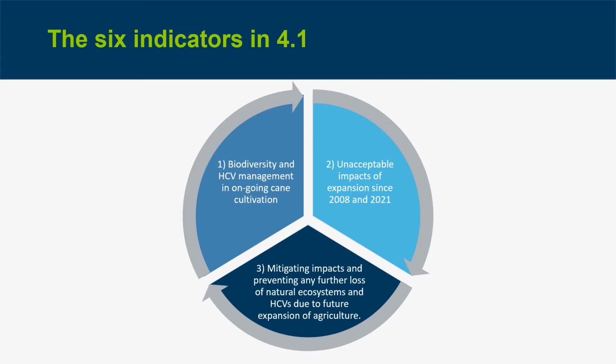4.1.5 and 4.1.6 prevent impacts on new planting. So these are two indicators that mitigate impacts and prevent any further loss of natural ecosystems and HCVs due to further expansion of agriculture and, of course, deforestation. So this is the cycle. We are working in this criterion, mapping unacceptable impacts of expansion of the actual sugarcane ground and, of course, mitigating impacts for the new plantings.